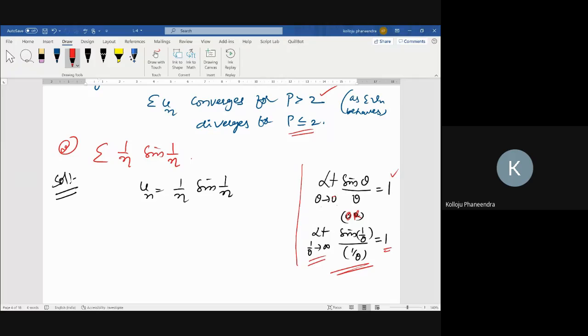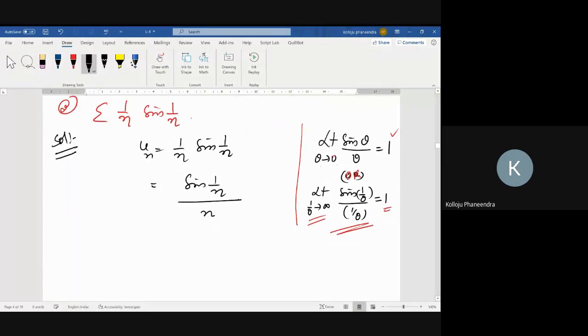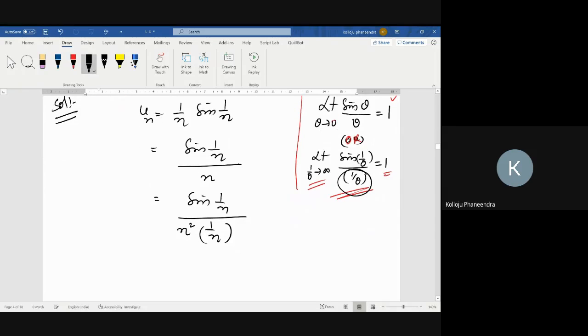This is un equal to 1 by n sine 1 by n. I will write this as 1 by n only, now sine 1 by n by n. Observe, sine 1 by n by n. But I have to get what here? If it is 1 by n in the sine, the denominator must also be 1 by n. So for that, I will write 1 by n here and multiply. To get n here, I have to get n square, correct?